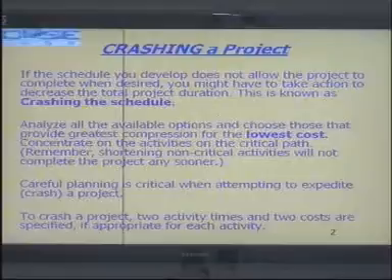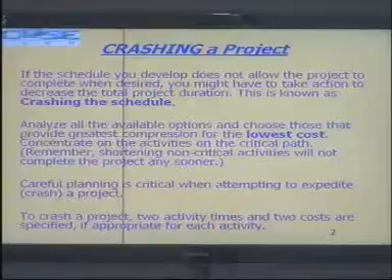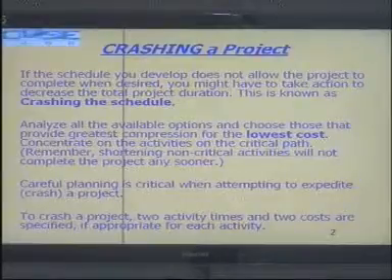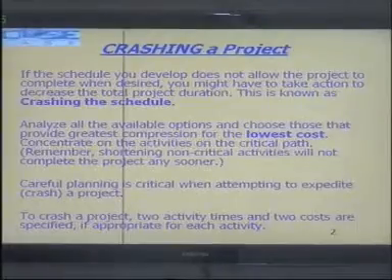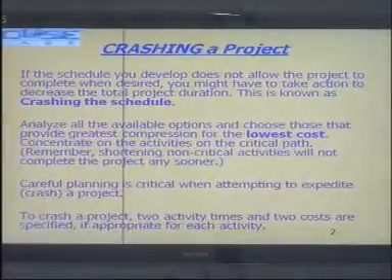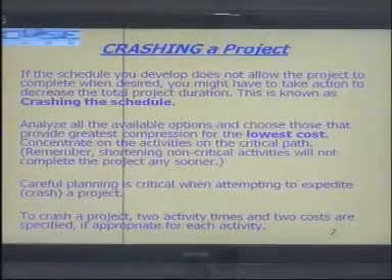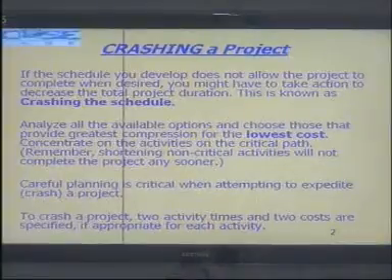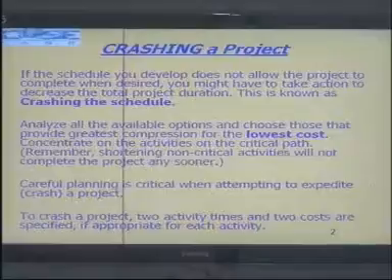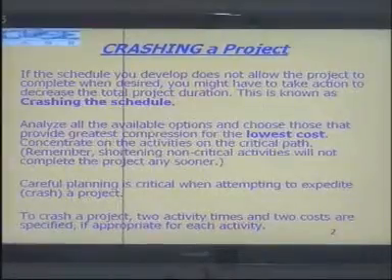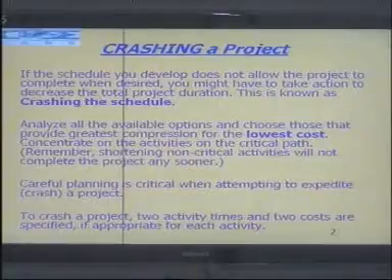But some activities cost more money to crash and other activities cost less money to crash. You only crash those activities which cost lesser money, right? If it is absolutely necessary for you to crash the activities which are expensive, you only then crash those activities which are expensive to crash, right?